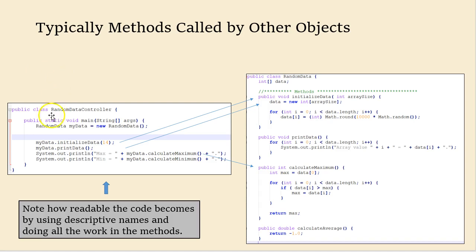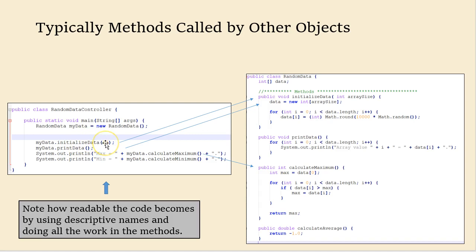So from the external class, okay, I've got this RandomData class over here, and it's got some methods: initializeData, printData, and calculateMaximum. So the first thing I do is I make an object of that class. None of these are static methods, nor should they be, so I can't use them until I create an object of that class. RandomData myData equals new RandomData. Now I say myData, see the name of it is myData. myData.initializeData. So I'm saying that specific object, run that method.